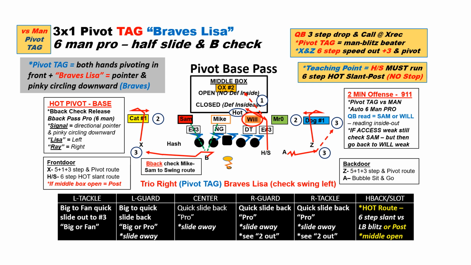Next, we'll stack to what we call a pivot tag. Once you start to see heavy man coverages, we simply do a hand signal for the pivot tag route adjustment. X and Z will now run speed outs and pivot back inside versus man. The H or slot receiver will not spot up but run a hot slant to open grass. We'll still use our 6-man protection with the back checking and releasing on the swing, and the A running the bubble and sit, but versus man, then he can go up the sideline. Quarterback still will read the same read key, the Will here over the H or the slot, looking inside out, 1, 2, 3.